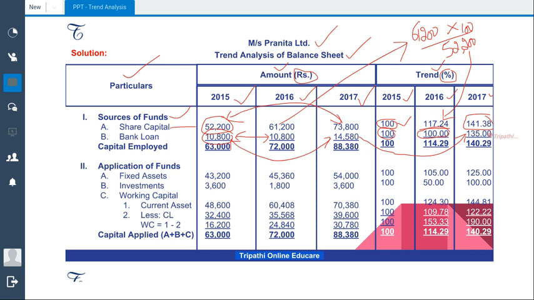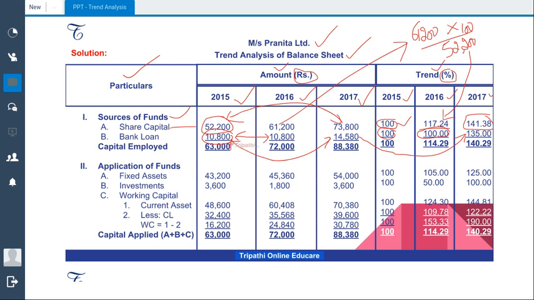The reason, as of now, we are not aware. Probably if we proceed we will come to know. But right now we can analyze that this particular company is raising fund year by year. Okay. Now let us go for application of fund.